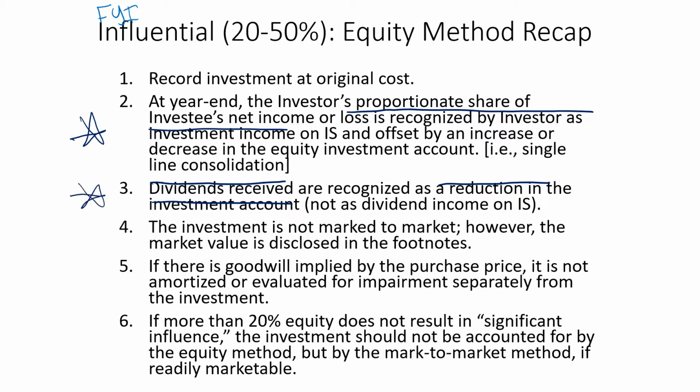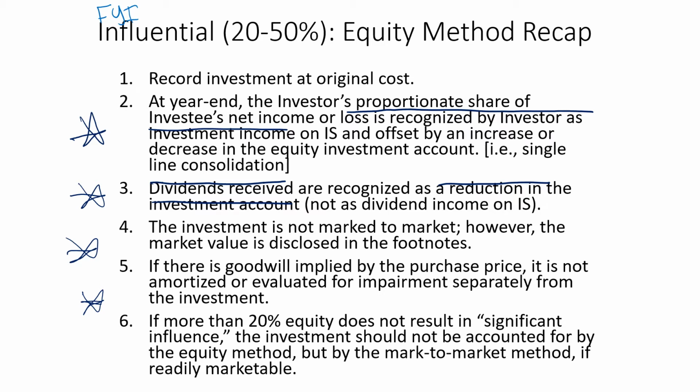Dividends, since you also probably were on the board and part of the decision whether to declare a dividend or not, are treated as a reduction of your investment account. They're not dividend income. The investment is not marked to the market value, but you disclose it in the footnotes. If there's goodwill, it's not amortized or evaluated for impairment. It's just included in the investment account.